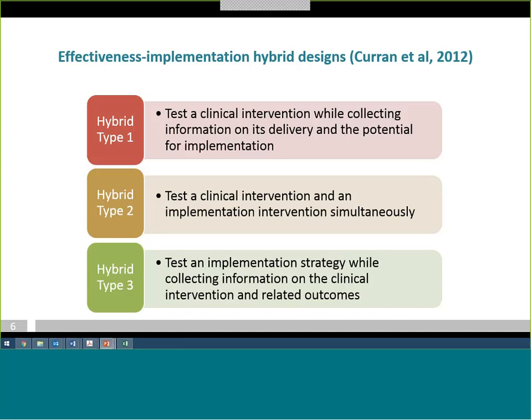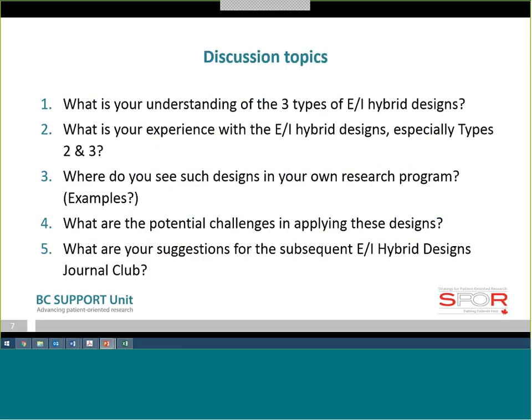So what I would like us to think a little bit about are some of the discussion topics that I listed on these slides. I would very much like to hear what your understanding is of the three types of effectiveness implementation hybrid designs, and what your experience is, especially with type 2 and type 3. Also, where do you see these kinds of designs being used in your own research program? If you have examples that you would like to share, I would love to hear about that.